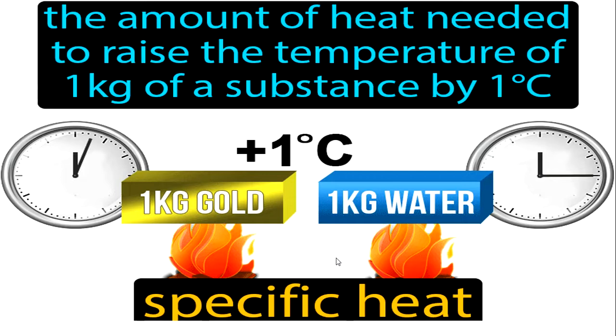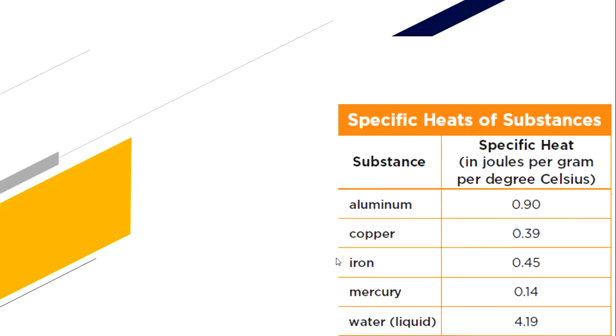So the metal can burn your hand, but the water inside takes a long time, since it has a different specific heat rate. For example, you see here aluminium 0.90, you have copper, iron, and you see the water is 4.19. That's why water takes more time to heat up than these metals.